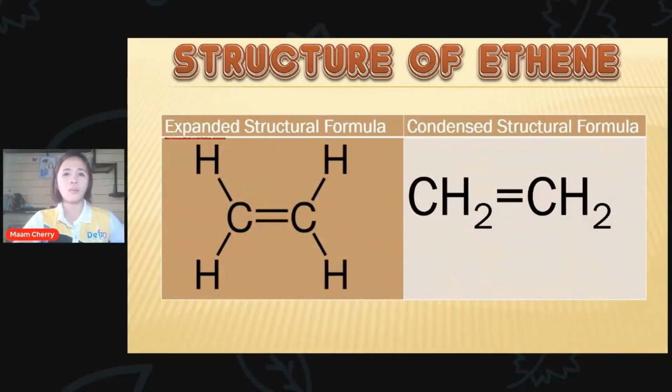Pag sa alkenes naman, ENE naman yung dulo. Mga example. Ito yung expanded formula ng ethene. 2 yung carbon. Then, naka-double bond na sila. Yung carbon to carbon bond, double bond na siya. Then, 4 yung hydrogen.